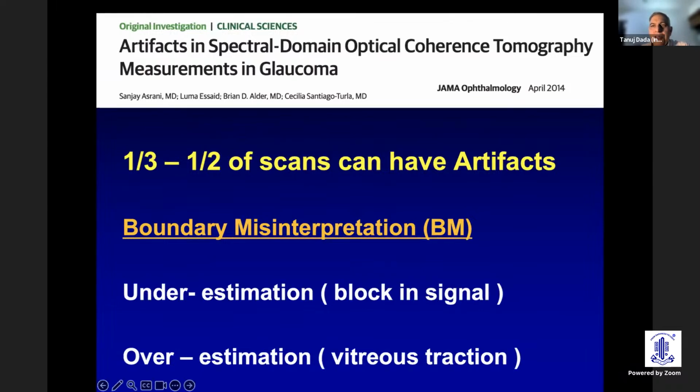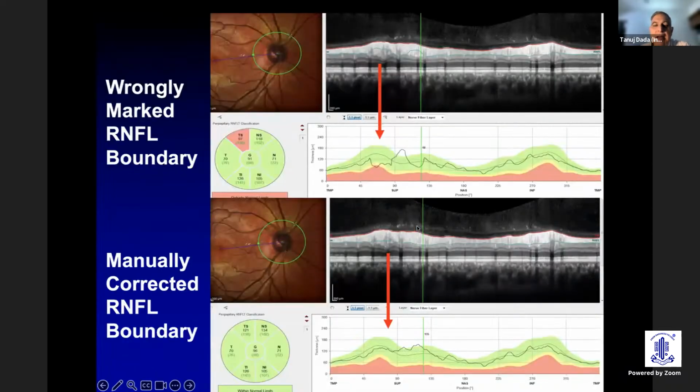The major issue with the OCT is that you have a very high percentage of artifacts. Nearly 50% of scans may have artifacts due to overestimation or underestimation. The main artifact is called the boundary misinterpretation artifact. Before you interpret the OCT scans, you must go and see the OCT image. Now here you can see there is an underestimation of the retinal nerve fiber layer, not due to glaucoma, but due to a bad scan. The scan has wrongly picked up the retinal nerve fiber layer boundary. Now the operator has to correct this and your glaucoma will become normal.